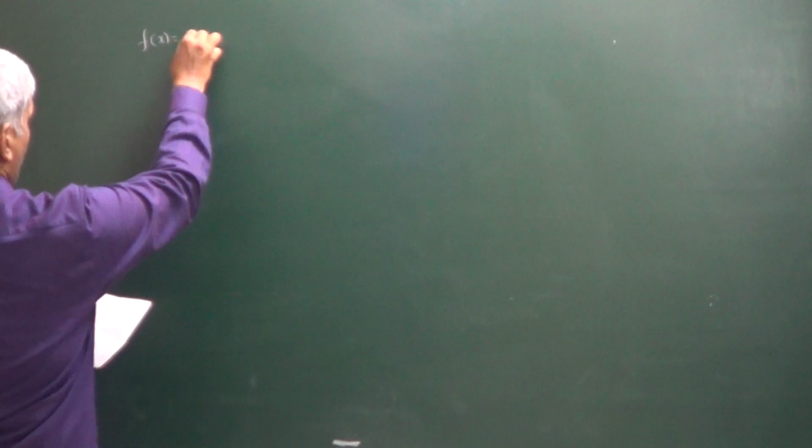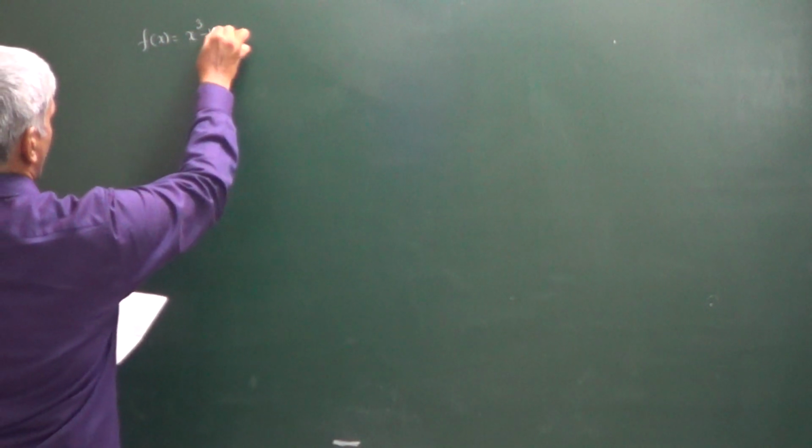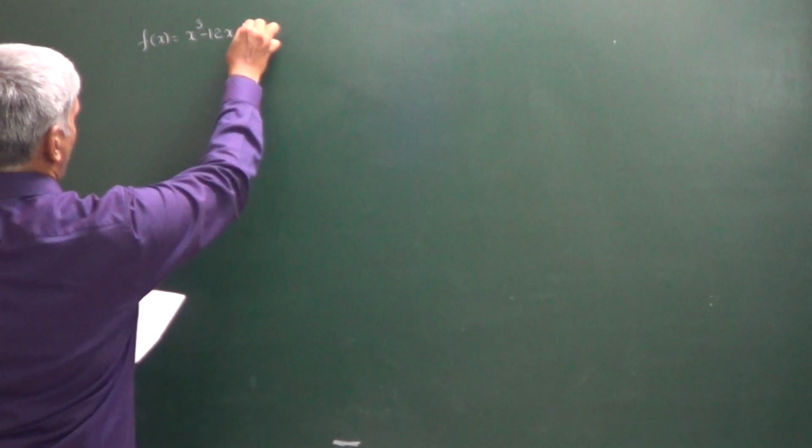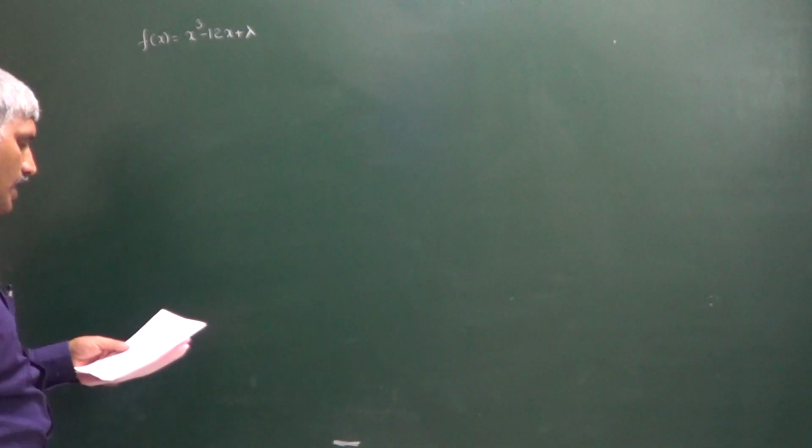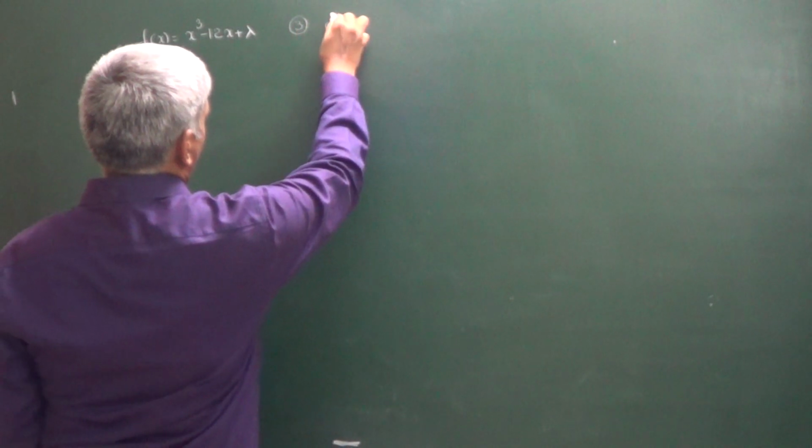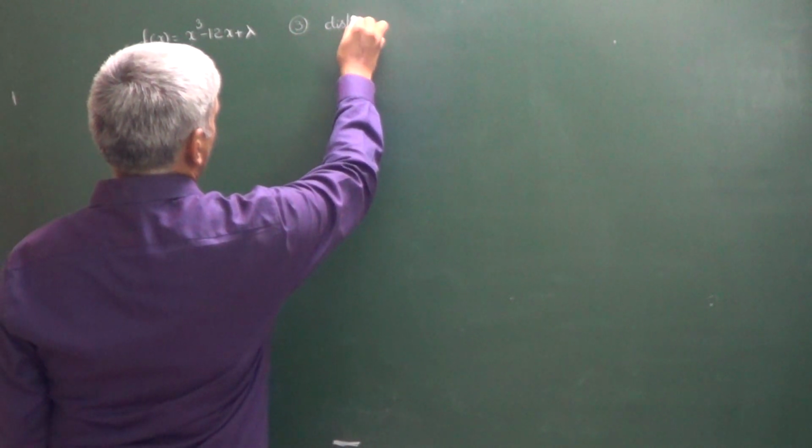So the next question is given in this way. f of x equals x cube minus 12x plus lambda, that is, f of x has three distinct real roots. It has three different real roots. All the roots are distinct.